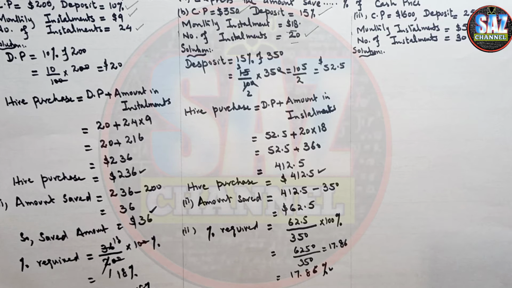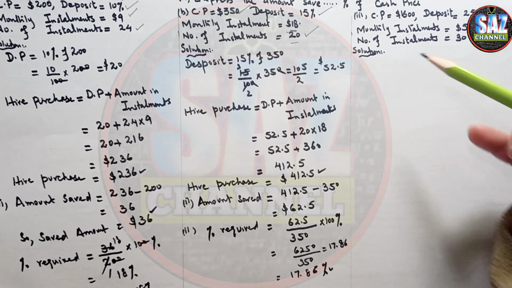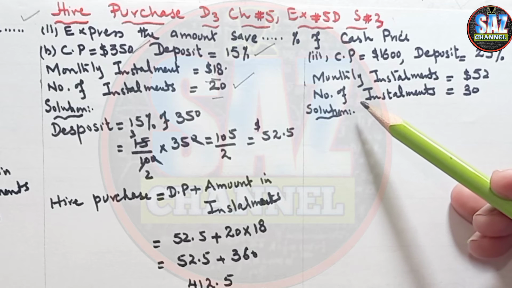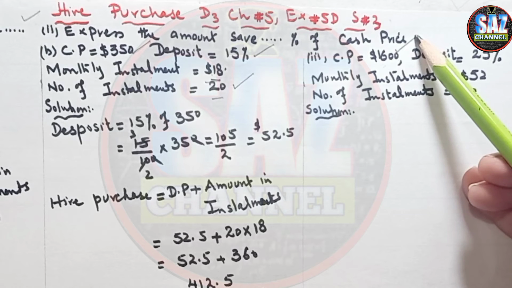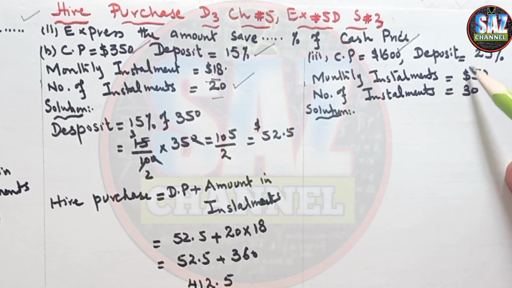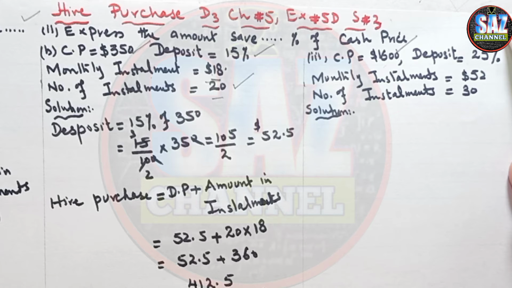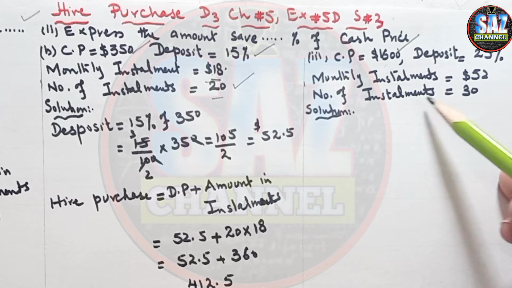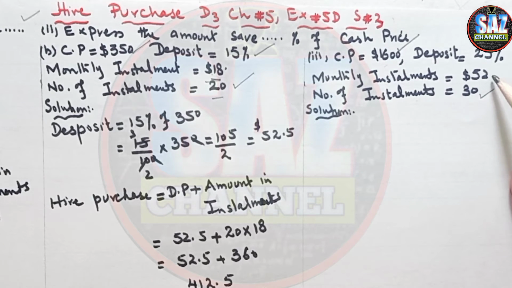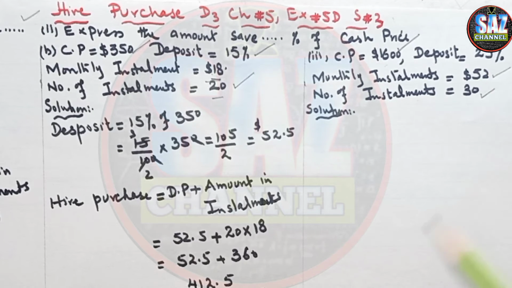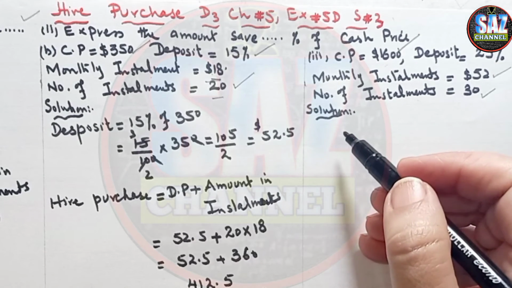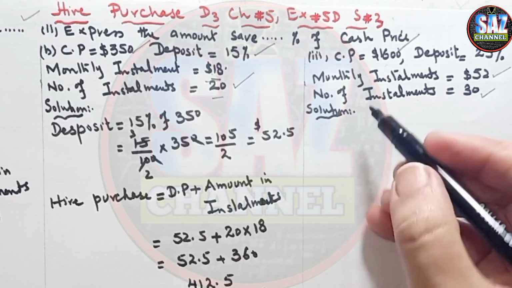Let me compare the data from the book. Question says that in the C part, we are purchasing a sofa on hire purchase conditions, and the cash price of that sofa is $1,600. The deposit is 25%, and the rest of the amount I have to pay in 30 months, and in each month I have to pay $52. Okay, so first of all, I have to find out how much deposit I'm paying to the shopkeeper in order to purchase this sofa on hire purchase conditions.